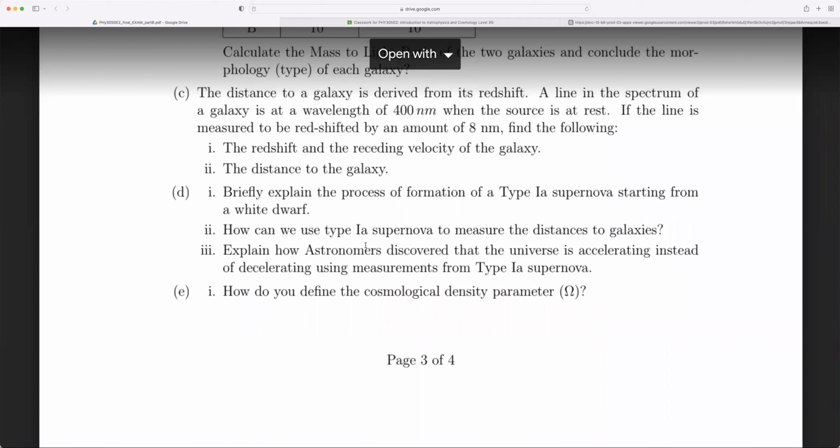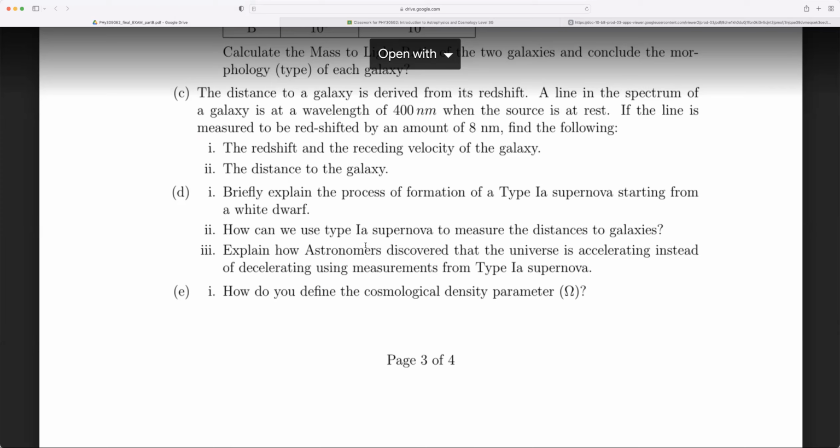That next question is actually not directly from that section, but it is asking to briefly explain the process of formation of type 1a supernova starting from a white dwarf. Now you have to go back to the section about the stellar evolution where I have explained this formation of type 1a supernova, right? So we have gone through those lectures.